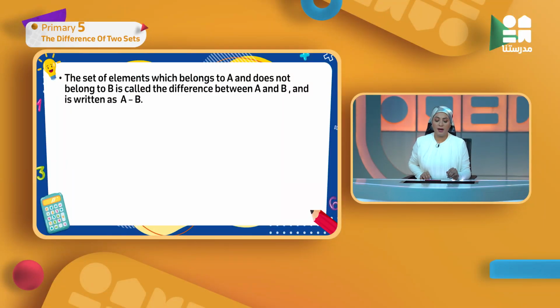طيب, the set of elements which belongs to A and does not belong to B is called the difference between A and B and is written as A difference B. Okay? يعني أنا لو عايزة أعرف A difference B بكتبها A dash B، شوية ممكن minus، معناها إنه أنا عايزة أعرف ال elements that belong to A بس they don't belong to B. Okay.